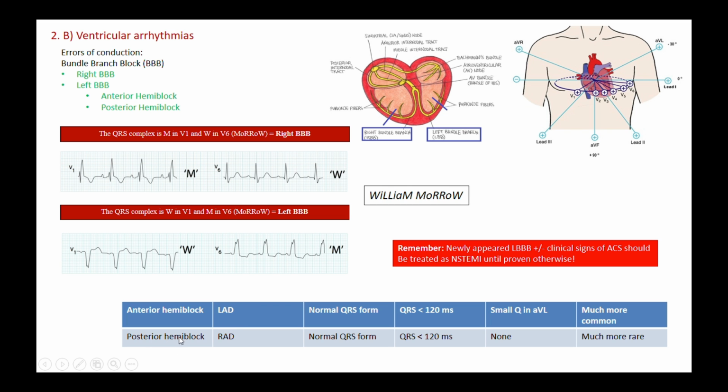Now, posterior hemiblock, on the other hand, has a tendency to give a right axis deviation, and the same applies if you have no other obvious cause of this right axis deviation, like say right ventricular hypertrophy by means of chronic obstructive pulmonary disease, COPD. You should maybe consider a posterior hemiblock, but this is a fairly rare occurrence.